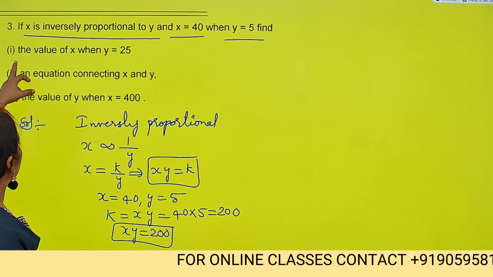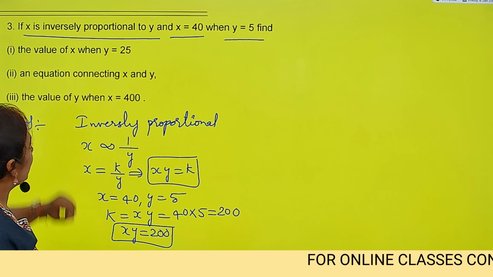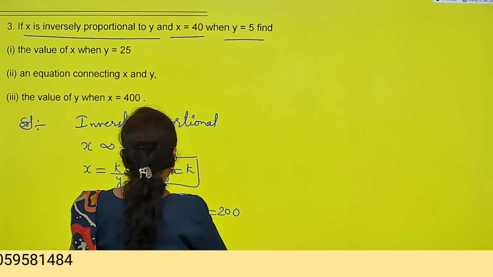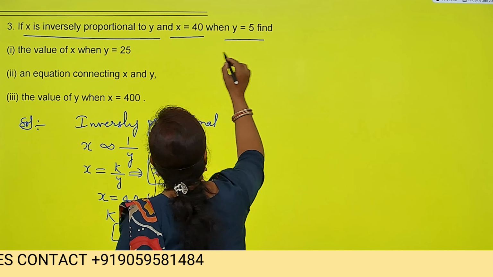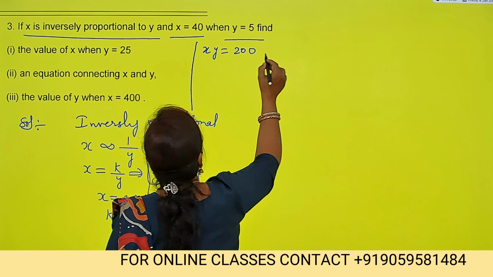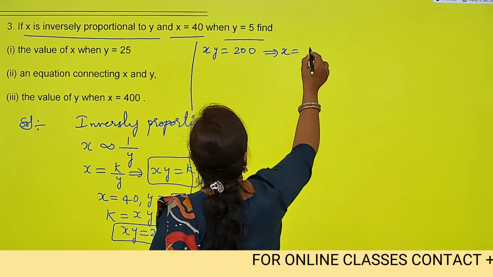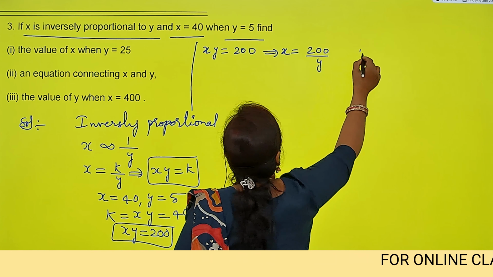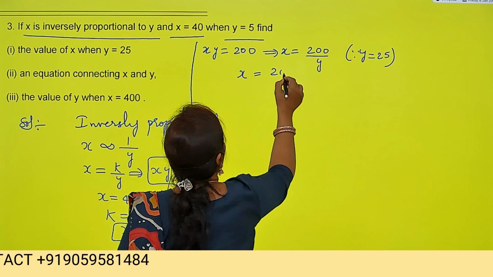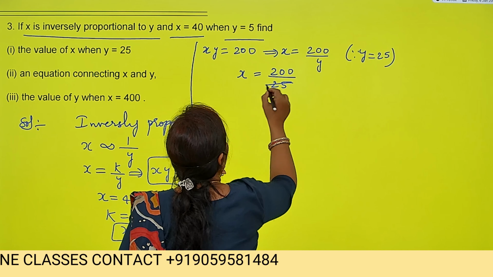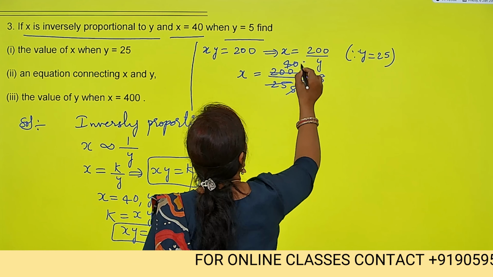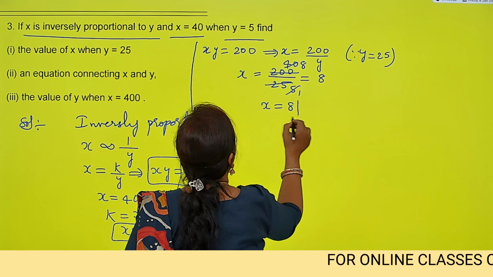Next, first question: the value of x when y equals 25. Here we can construct the table, or otherwise we use xy equals 200. In that, what is the x value they are asking? They have given y equal to 25, so substitute: x equals 200 over 25. 5 fives are 25, 5 eights are 40. So what is the x value? 8.